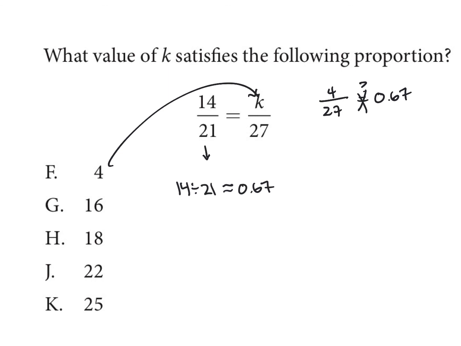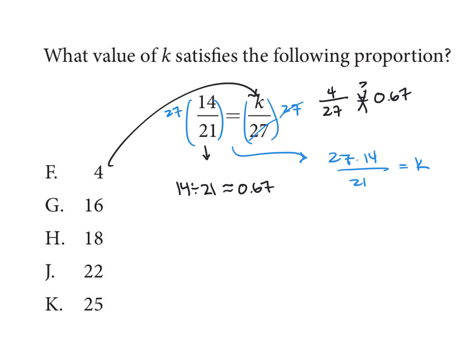Another option is that you could just multiply things out. You could say, okay, well, if I multiply by 27 here, then I would get rid of those 27s, and then I would get 27 times 14 over 21 is equal to k, and then you can just plug this into a calculator, and you will get that the answer is 18. K is 18, and that works just fine for you.